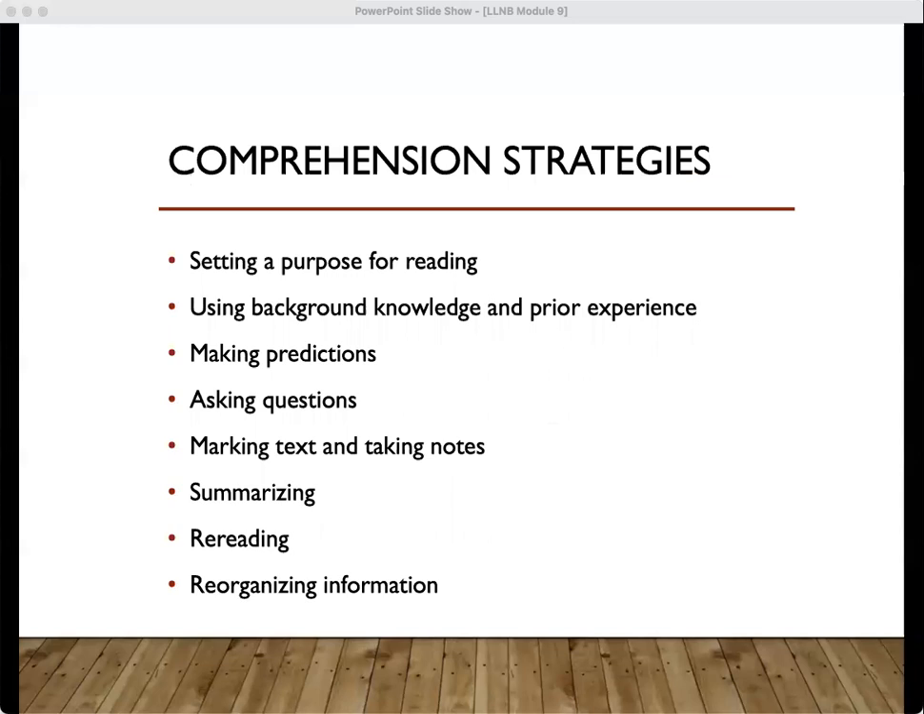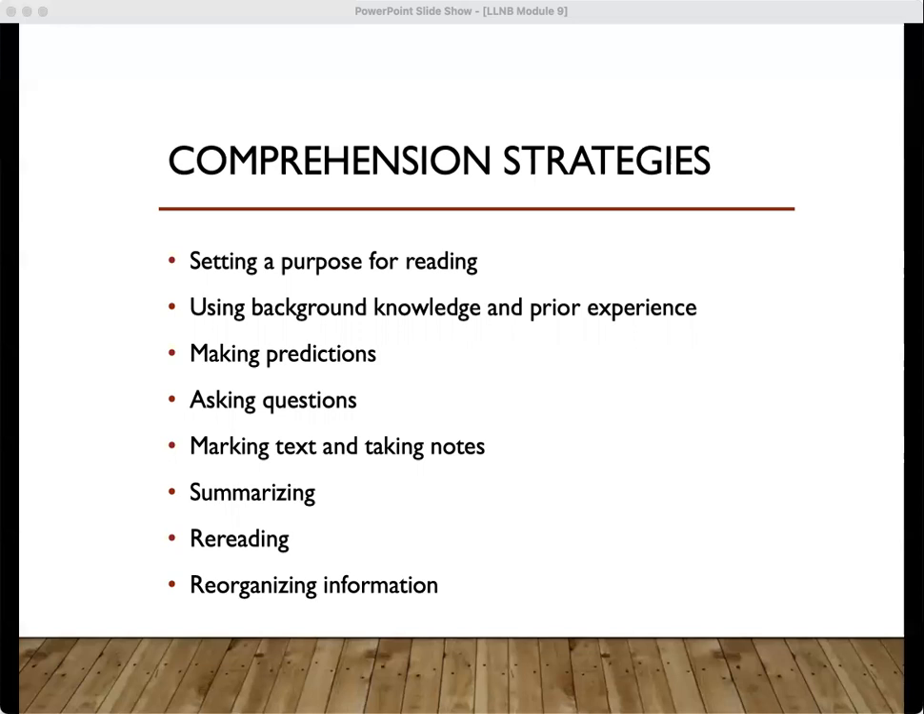There are two groups of tactics people can use to better understand what they're reading: broad-based strategies that can be applied widely, and specific comprehension skills. We're going to start with broad-based comprehension strategies that can be applied to a variety of reading topics and genres. They can be used before, during, and after reading. They include the following: setting a purpose for reading.